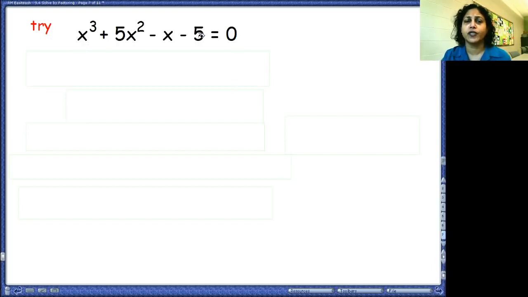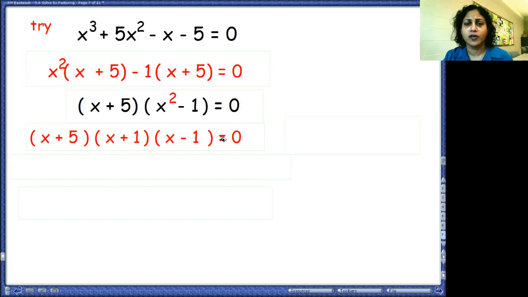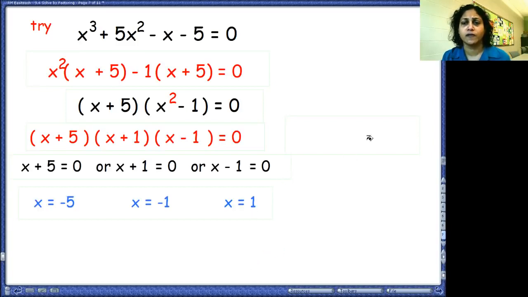This has 4 terms, so you must factor by grouping. And once you have done the factoring, you want to check to make sure that each factor cannot be factored any further. This second one here is a difference of squares, so you must factor it further. And now you're going to get 3 factors, the product of which is equal to 0. So any of these factors or all of them are equal to 0. You solve each equation, you end up with 3 x values, and those are your solutions.